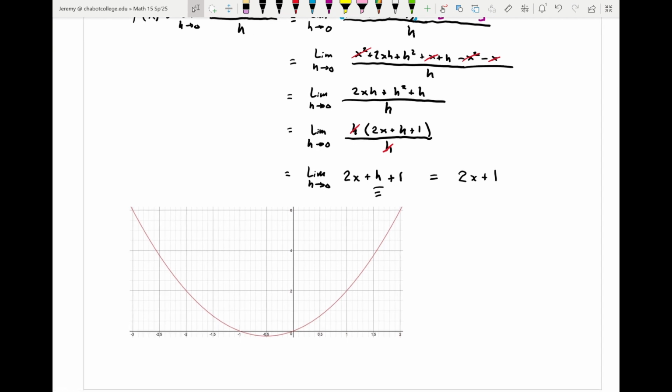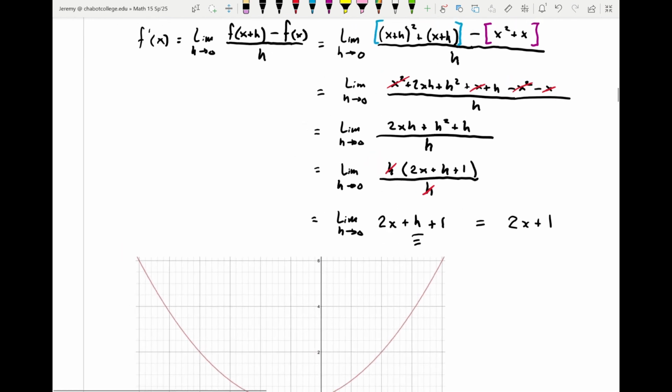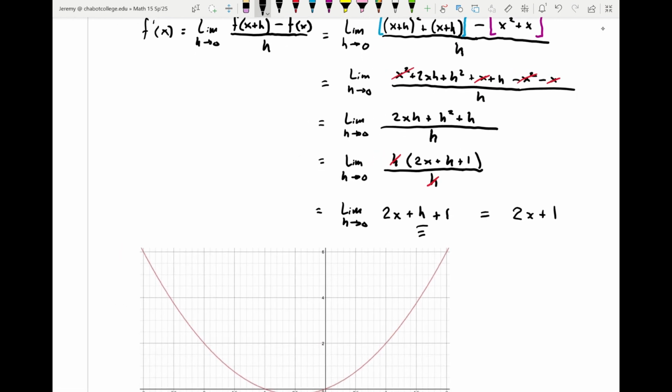Okay, remember to carry along this "as h approaches 0" limit part. Like you have to write that every time until you actually let h go to 0, then you can finally drop it. So here's what we found. I'll write our answer over here. So f prime of x, the derivative, is equal to 2x plus 1.